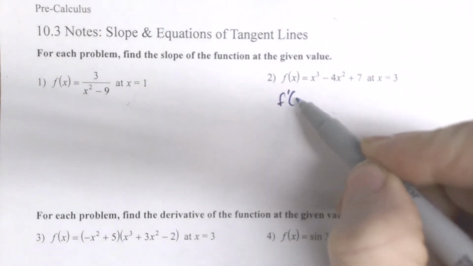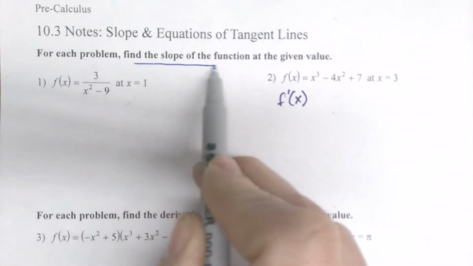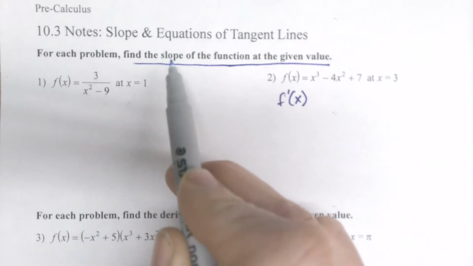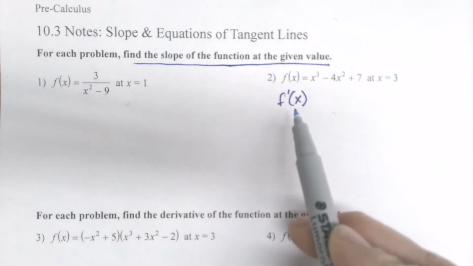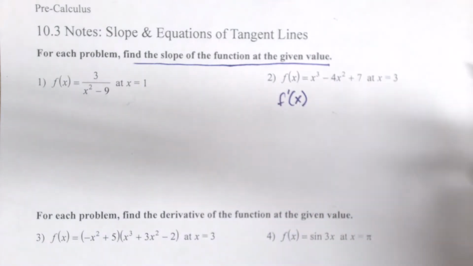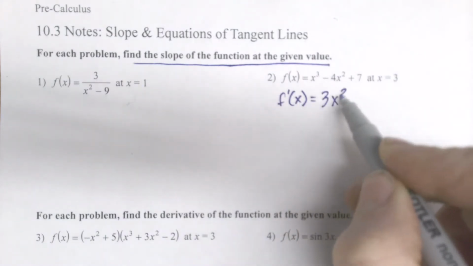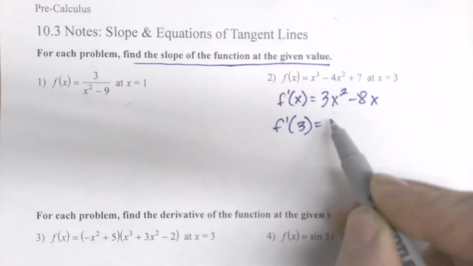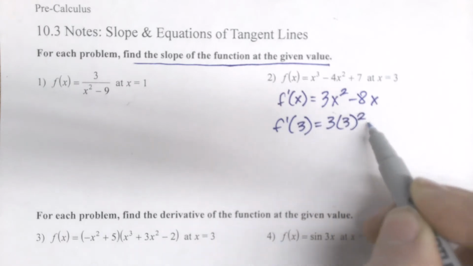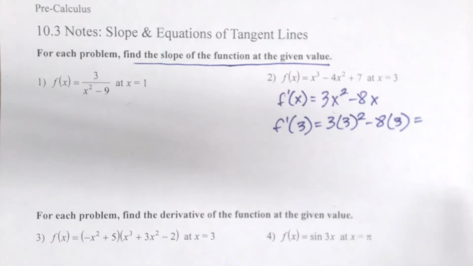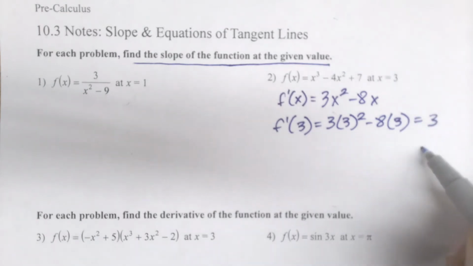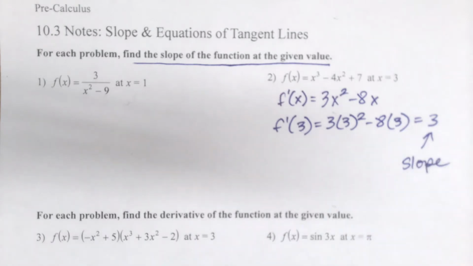So f prime of x, because this is saying find the slope of the function at the given value. When it talks about slope, that tells me I'm looking at a derivative. So I'm going to find the derivative and then plug in the value. My f prime of x is 3x squared minus 8x, and I'm looking for f prime of 3, which is 3 times 3 squared minus 8 times 3, and then it's just a matter of doing the math. 27 minus 24, my answer there is 3. So the slope of my tangent line, that is the slope at the given value.